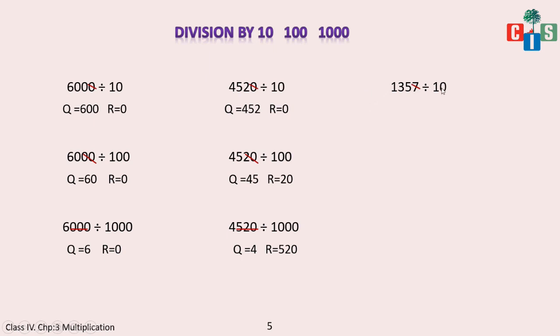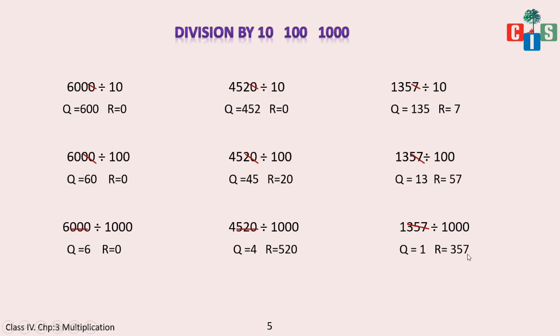1357 divided by 10. So 1 zero is there, I cut the 7. So 135 will be my quotient and the remainder is the remaining part, that is 7. And when I divide it by 100, I'll cut 2 digits here, 57. So 13 will be my quotient and 57 will be my remainder. When I divide it by 1000, I will cut 3 digits, that is 357. So 1 will be my quotient and 357 will be my remainder.